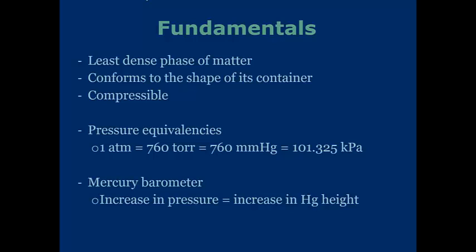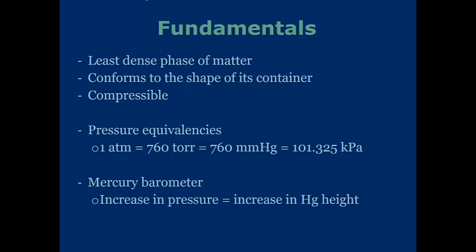A mercury barometer is quite simply a barometer or some sort of column filled with mercury. An increase in pressure will increase the height of mercury. Now, how is this done? This is done because of the atmospheric pressure on the outside. The atmospheric pressure creates a downward force on the pool of mercury at the base of the barometer, while the mercury in the column exerts an opposing force, which is its weight, based on its density.